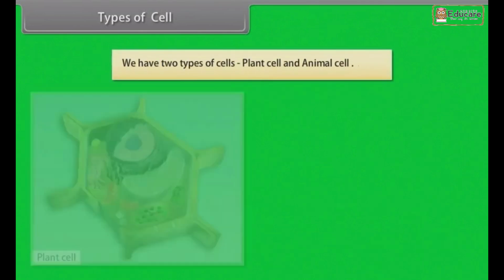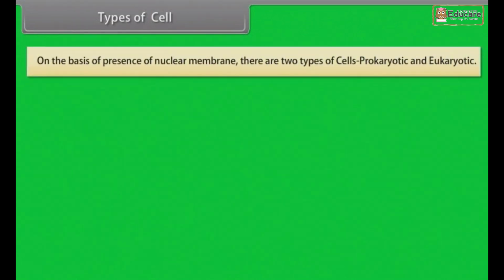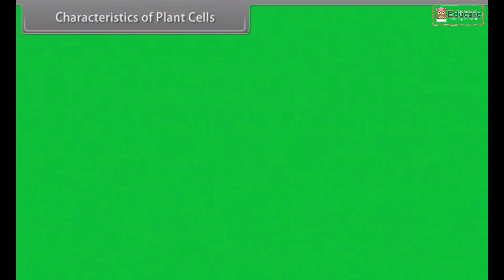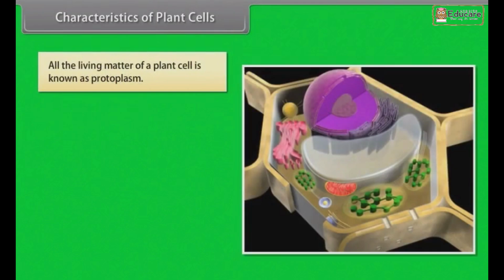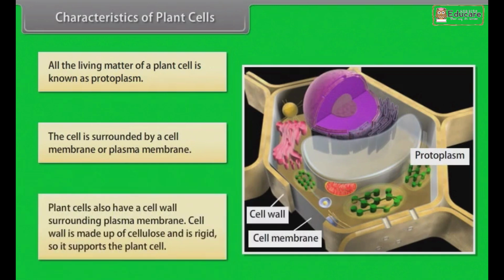Types of cell. We have two types of cells, plant cell and animal cell. On the basis of presence of nuclear membrane, there are two types of cells, prokaryotic and eukaryotic. Characteristics of plant cells. All the living matter of a plant cell is known as protoplasm. The cell is surrounded by a cell membrane or plasma membrane. Plant cells also have a cell wall surrounding plasma membrane. Cell wall is made up of cellulose and is rigid, so it supports the plant cell.